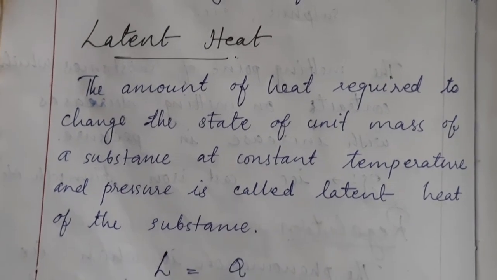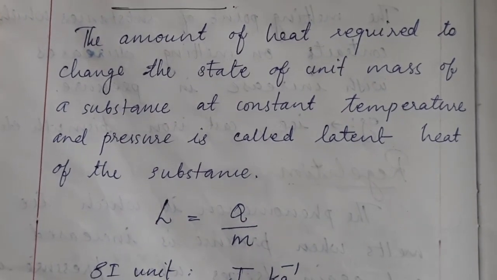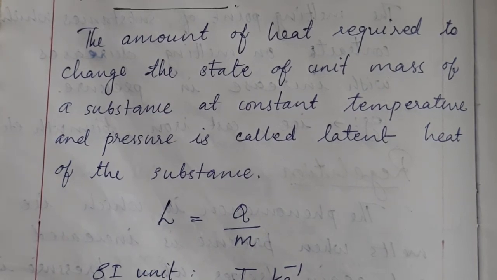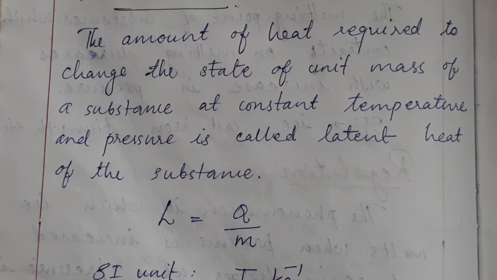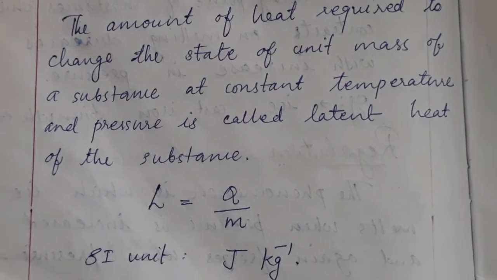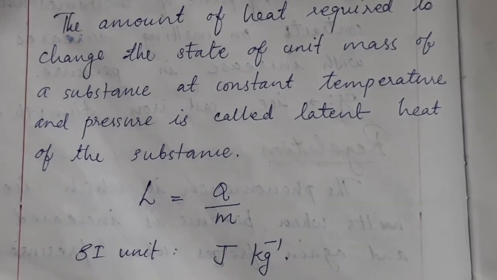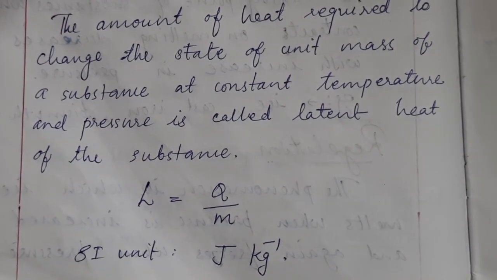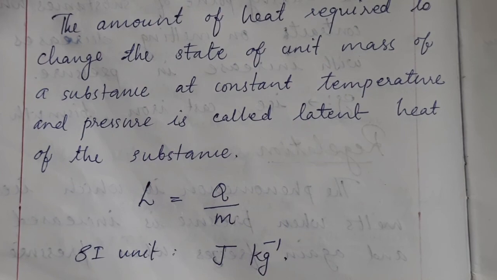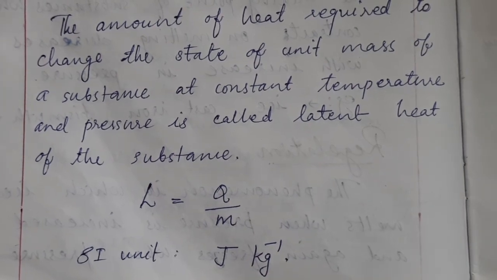We represent latent heat by the capital letter L, which we can write as an equation: L equals Q divided by M. Q stands for the amount of heat energy, and M stands for the mass. So when you divide Q by M, you get the heat required for unit mass, 1 kilogram, and its unit will be joule per kilogram.